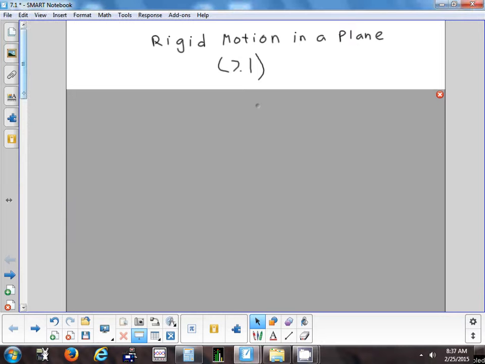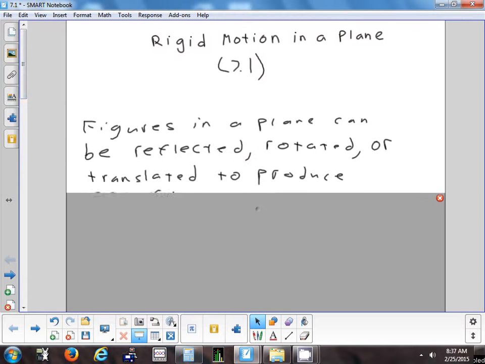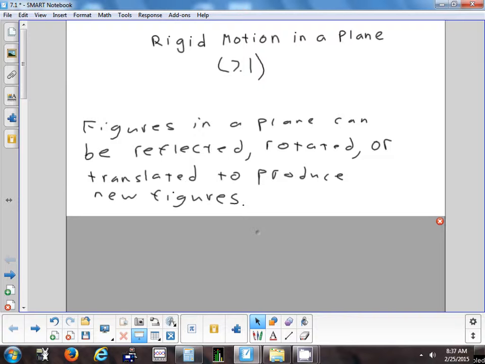All right, let's take a look at section 7.1. Okay, chapter 7 is all about transformations. The kind of transformations we're going to look at first are what we call rigid motion. Rigid motion, as I just explained, doesn't distort something. It just takes what you have and either rotates it, reflects it, or translates it to a new spot. But it stays exactly the same size as it was originally.